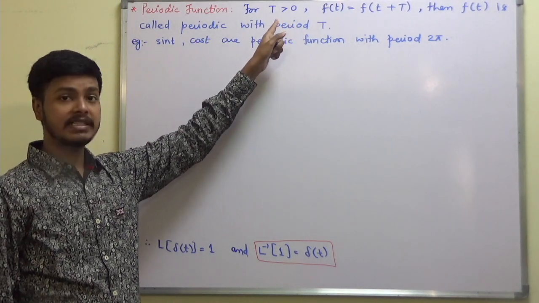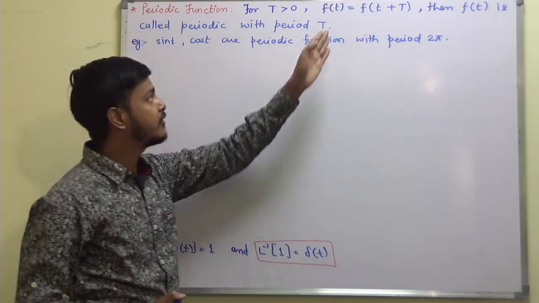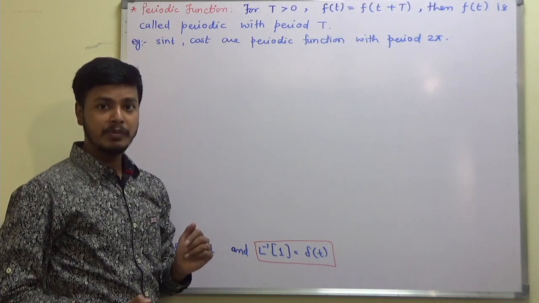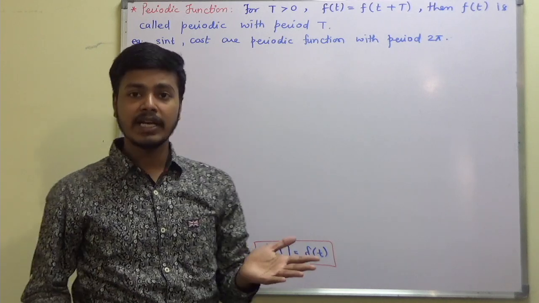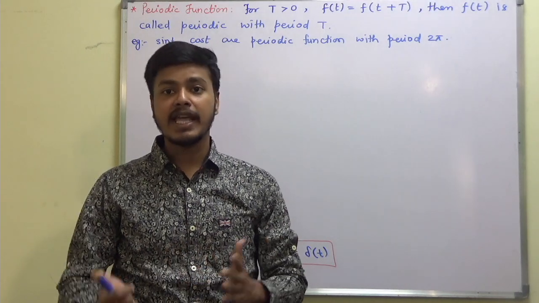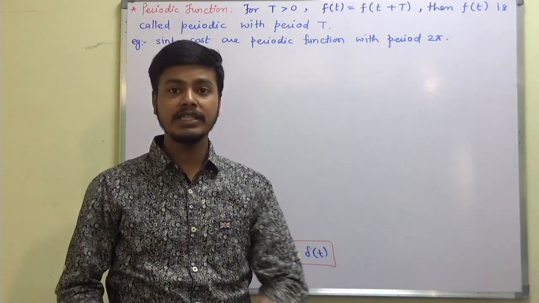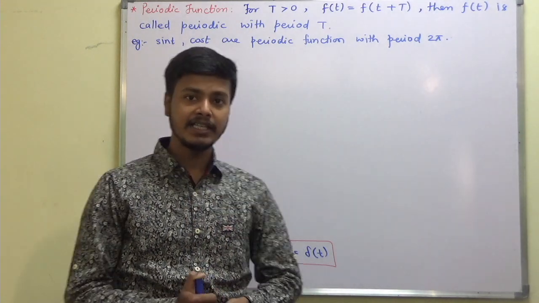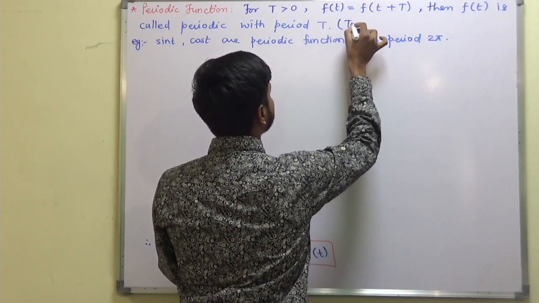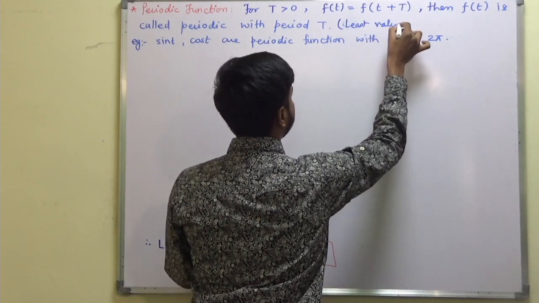Please take this remark: the least value of T for which f of t is equal to f of t plus 2 pi, then the function is said to be periodic. Because you know that sine of x plus 2 pi, sine of x plus 4 pi, sine of x plus 6 pi are all periodic, but what is the least value? 2 pi. So the least value of T.